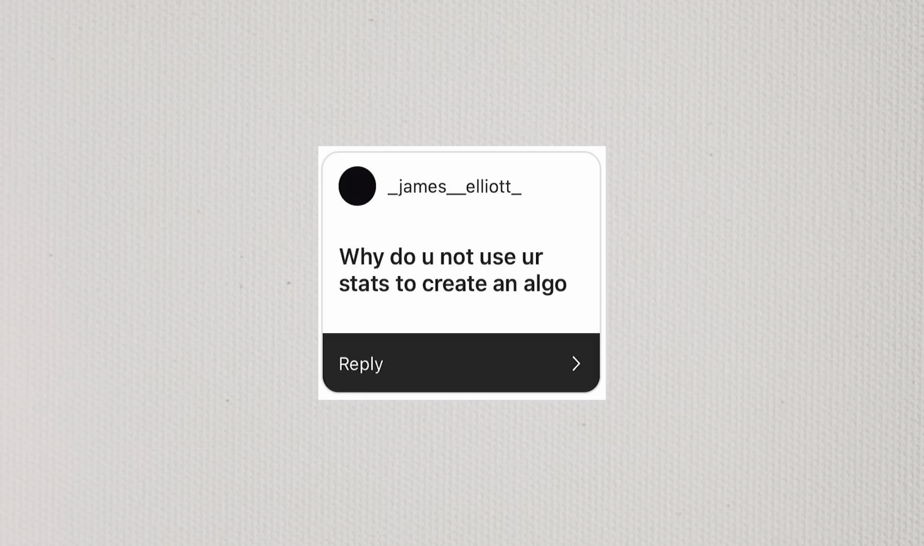So the next question, why do you not use your stats to create an algo? I'm not going to spend too much time on this question, but good idea. I'm in the process of trying to make that work at the moment. Now, an algo doesn't necessarily mean automated. An algorithm is effectively just a sequence of operations. So my trading is already an algorithm in the sense that it's very, very mechanical. But if you mean, why don't I automate it? Potentially I have something in the works there.